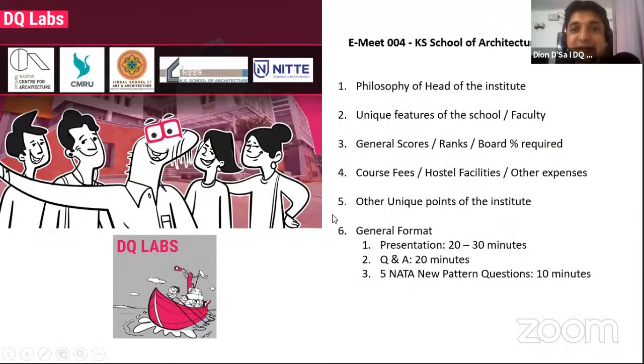So the structure is going to be this way for today's e-meet. We're going to have the philosophy from the head of the institute himself. We're going to hear about the unique features of the school, the faculty, general scores, ranks, board percentage required to get into the college, the course fees, hostel facilities, and other information that you require, as well as the unique points of the institute, why you should consider this school as a school of choice.